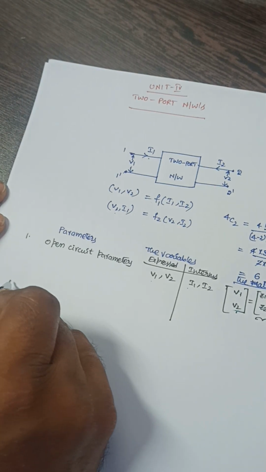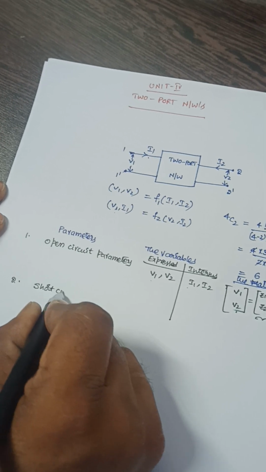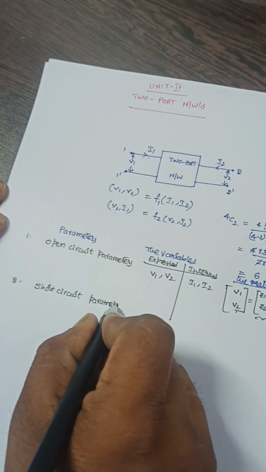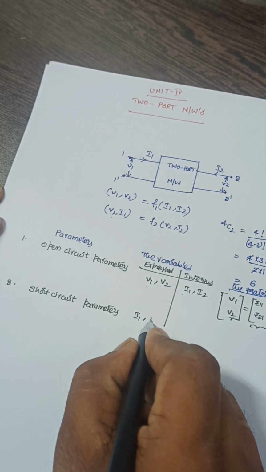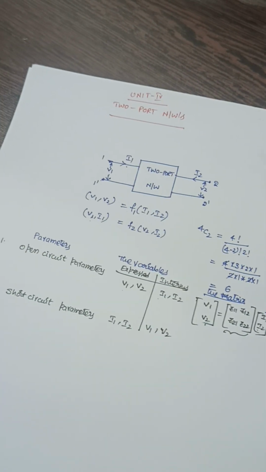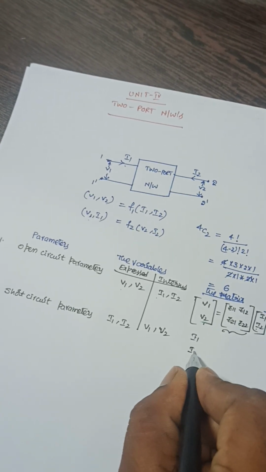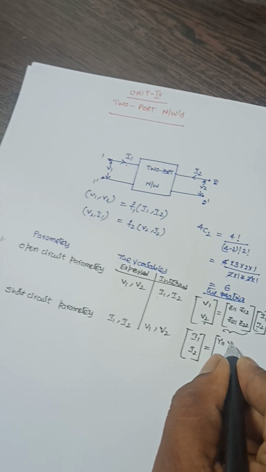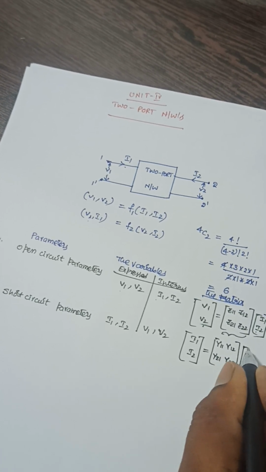The second one is the short circuit parameters. In these short circuit parameters, I1 and I2 can be expressed in terms of V1 and V2. So how to write this? You can see I1 I2 is equal to, in vector matrix form, Y11 Y12 Y21 Y22 times V1 V2.